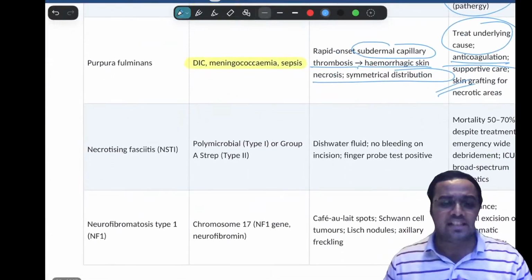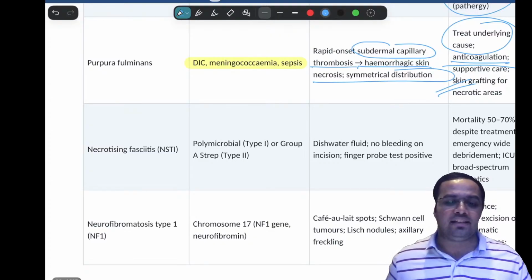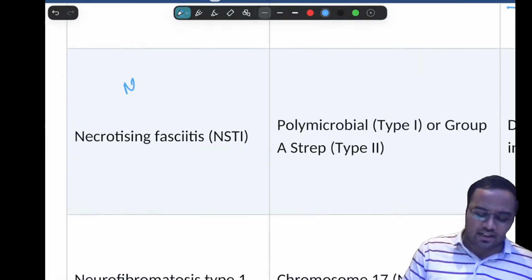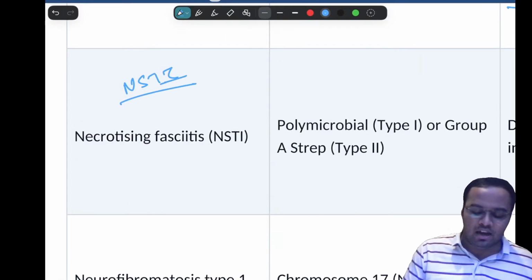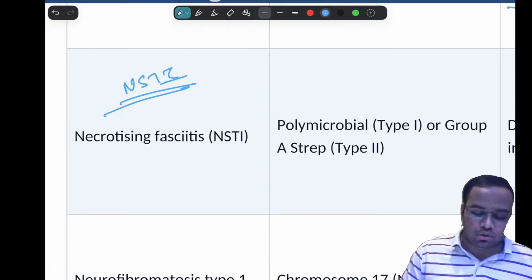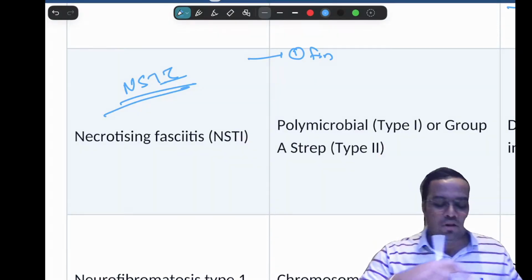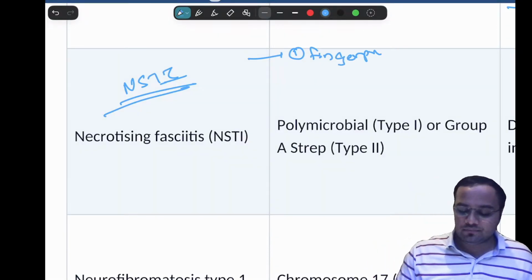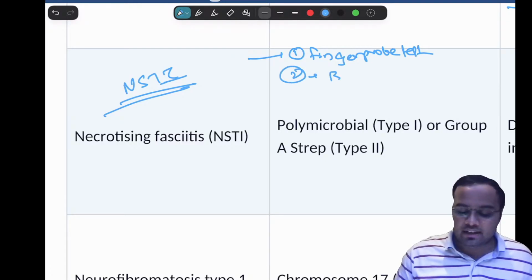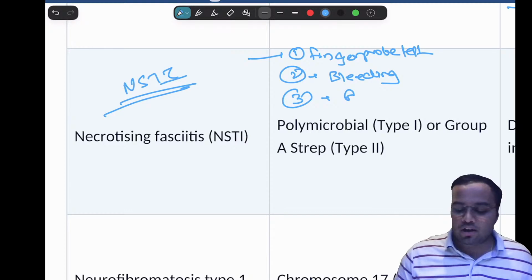You know, necrotizing fasciitis is nothing but necrotizing soft tissue infection. We already saw that in NSTI, in the general surgery module. And what are the 3 tests which we are going to do? The first test is the finger probe test, which is, during the debridement, if the finger is easily slipping, it is called the finger probe test. Then the second test we saw is active fresh bleeding. The third important step is the frozen section.